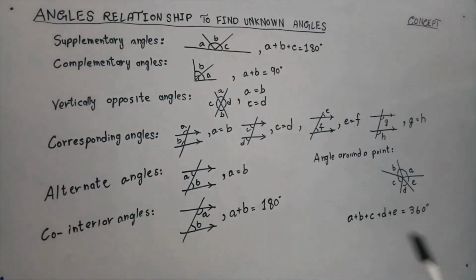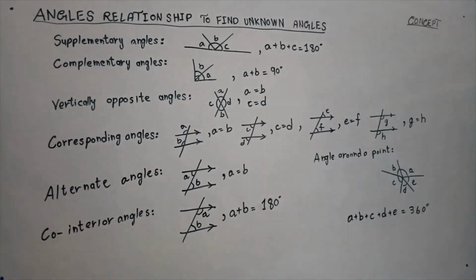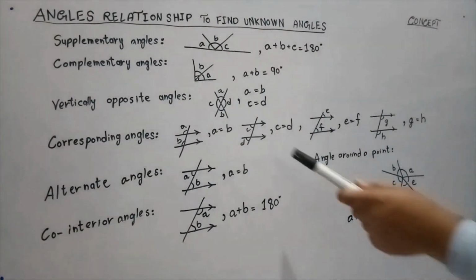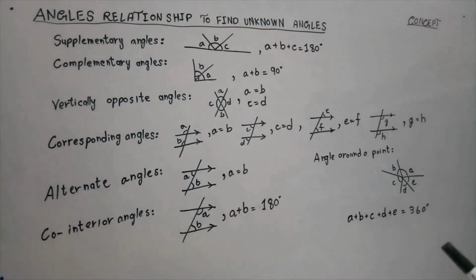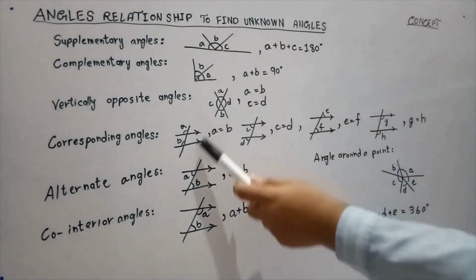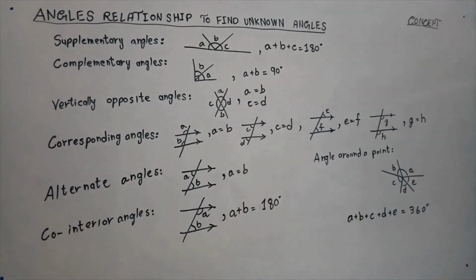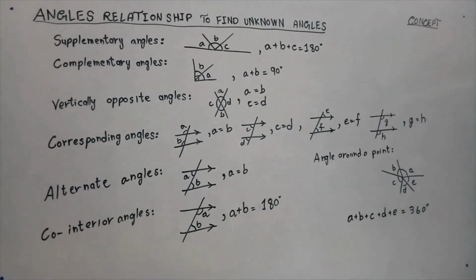Vertically opposite angles: if we have two straight lines, then the opposite angles will be the same. Corresponding angles: the corresponding angles are the same if we have two parallel lines and one straight line is cutting the two parallel lines.